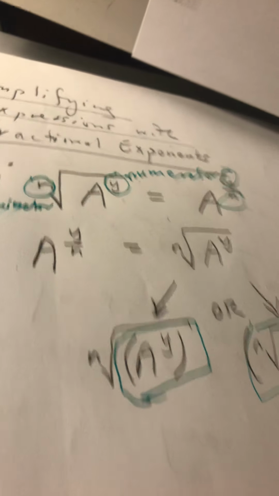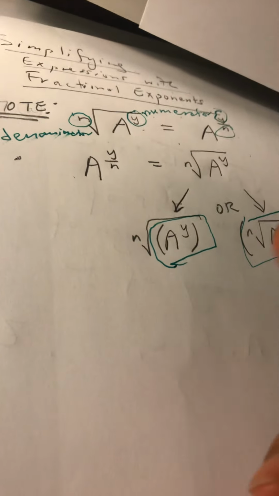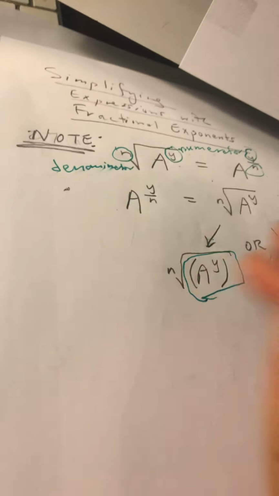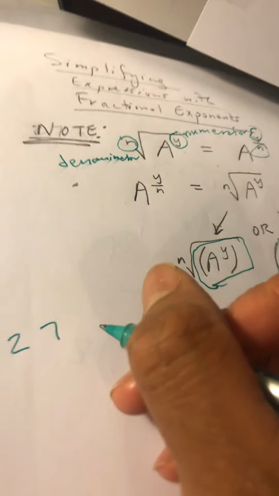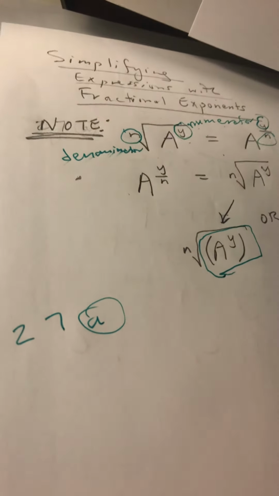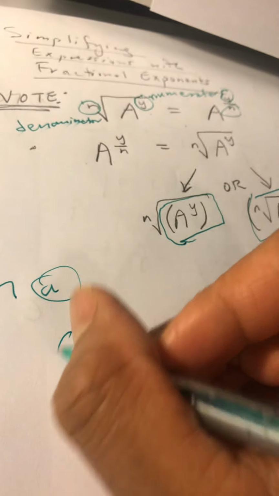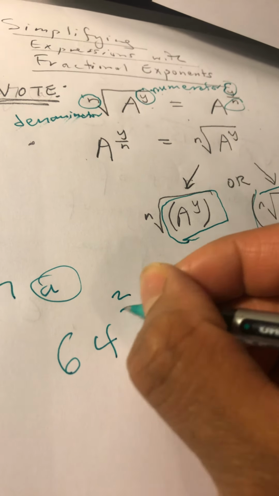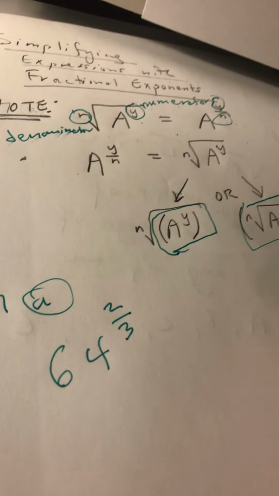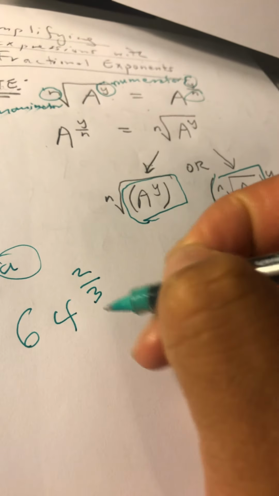All right, and so let's just give you an example. So let's look at number 27. So we got 27A. 27A asks you to find 64 raised to the 2/3. All right, so that's an exponent there. 64 raised to the power of 2/3.